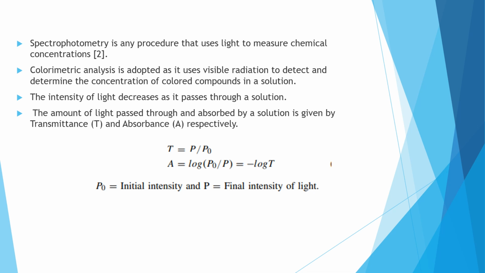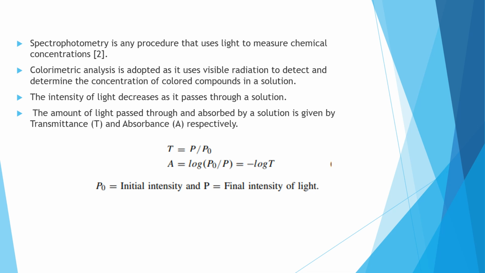Spectrophotometry is a procedure which uses light to measure chemical concentrations. Colorimetric analysis is adopted as it uses visible radiation to detect and determine the concentration of colored compounds. Spectrophotometry uses light, and colorimetry uses visible radiation. This is the difference between both.